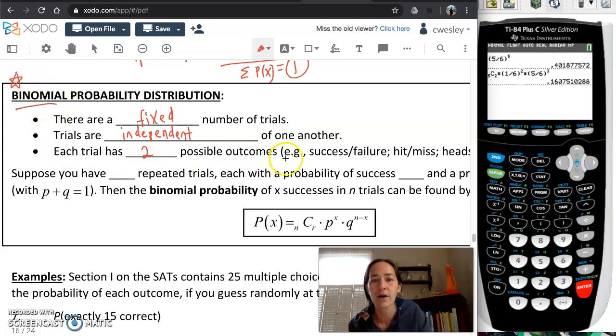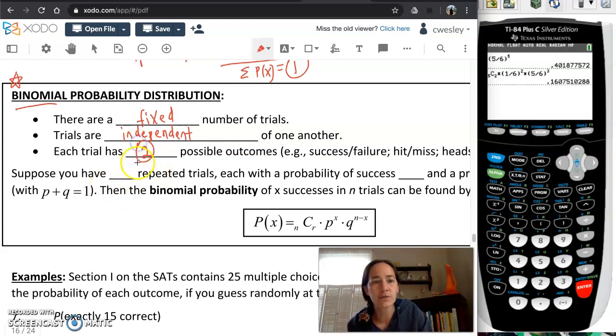I put some examples here. You succeed or you fail. You could say succeeding is getting a 3, failing is not getting a 3 when you roll a die. Hitting a target or missing a target. You could flip a coin and get heads or tails. That's 2 outcomes. You could plan on having kids and there could be a boy or a girl. So possible outcomes is going to be 2.